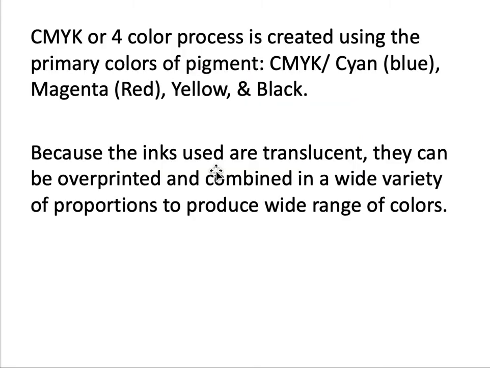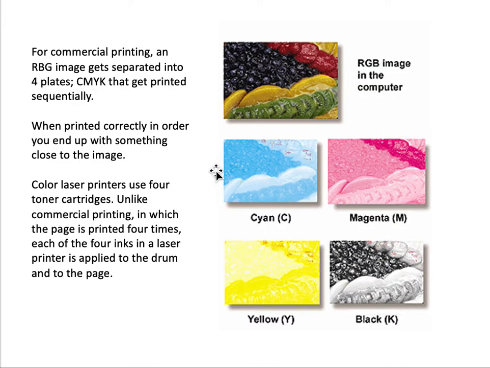So CMYK, or 4-color process, is created using the primary colors of pigment: cyan, magenta, yellow, and black. And because the inks that are used are translucent, they can be overprinted, overlapped, and combined in a wide variety of proportions to produce a pretty wide range of colors, everything we see in print.